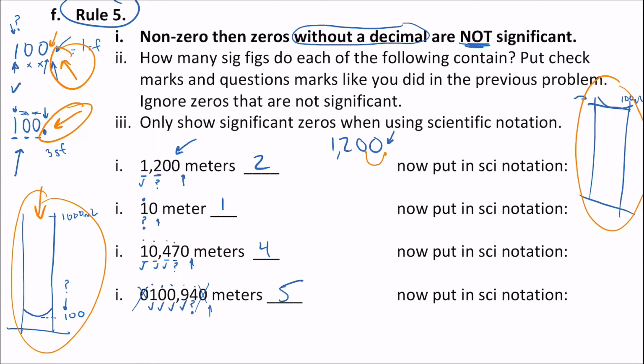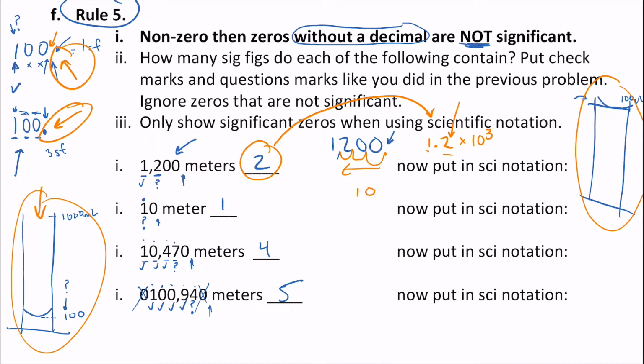So 1, 2, 3. It's 1.2 times 10 so that we were going to the left, right? So that's positive 3. Notice I didn't put the zeros in here, and that's because they're not significant. Remember, however many sig figs you have, that's how many digits you need for your coefficients. So you need 2. Pause the video, try the next 3, and then click play on the video.